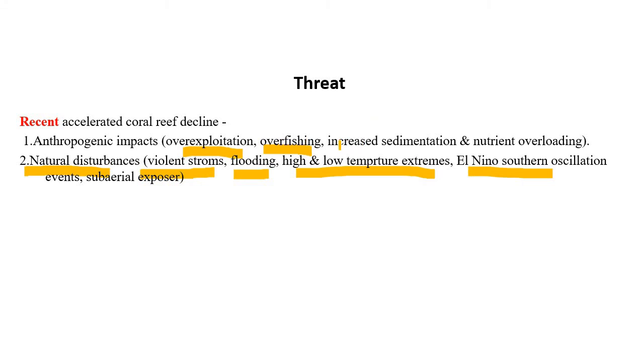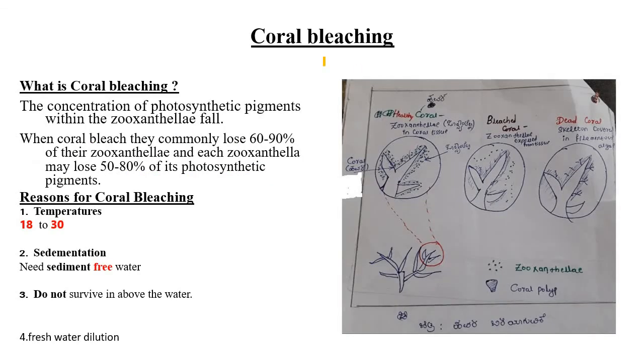Increased sedimentation: sediment-free water is needed. Nutrient overloading. Coral bleaching: coral bleaching means the zooxanthellae disappear from the coral. The concentration of photosynthetic pigment within the zooxanthellae falls. In this case, the zooxanthellae are falling from the coral reef. Here the zooxanthellae are attached to the coral polyp; in this case, the zooxanthellae are detached from the coral polyp.